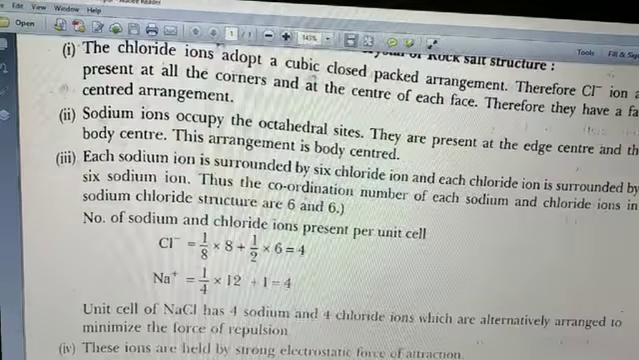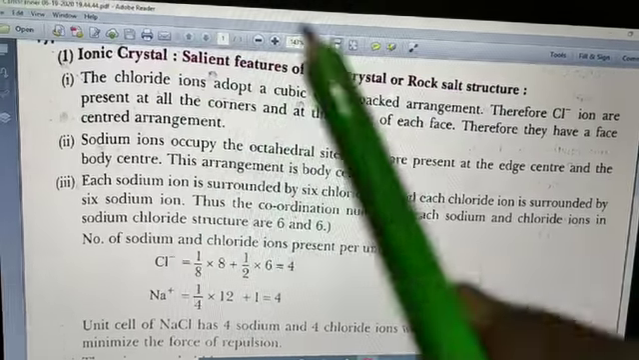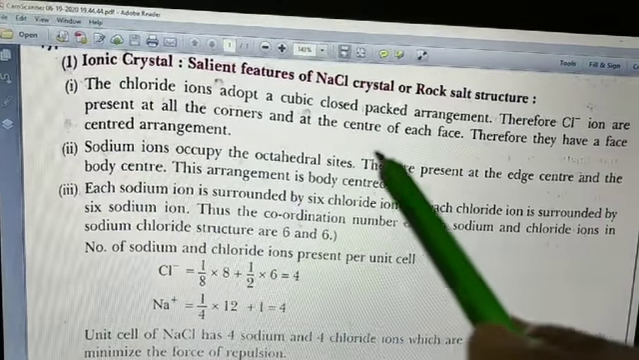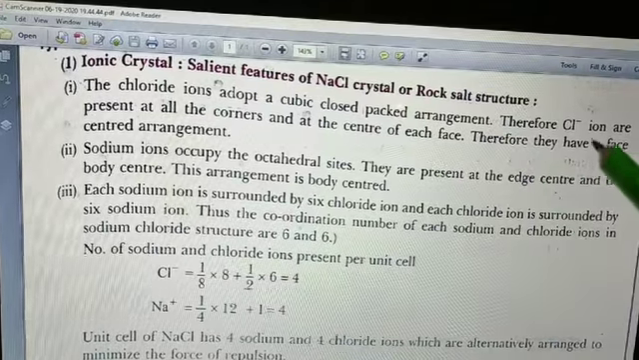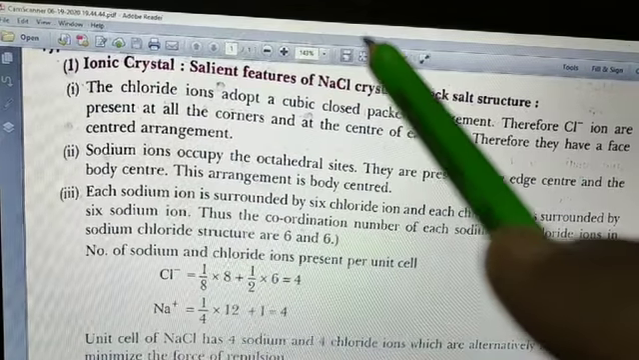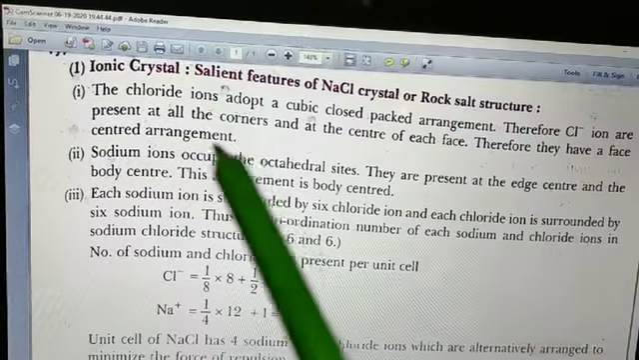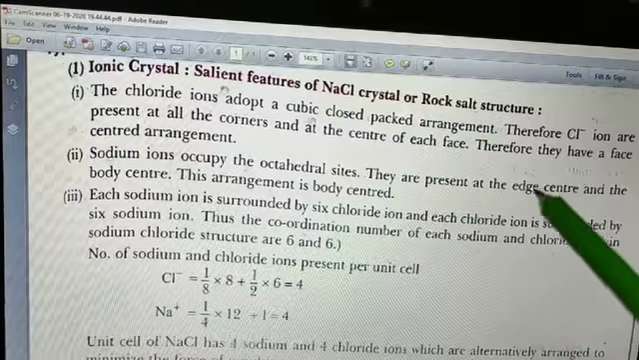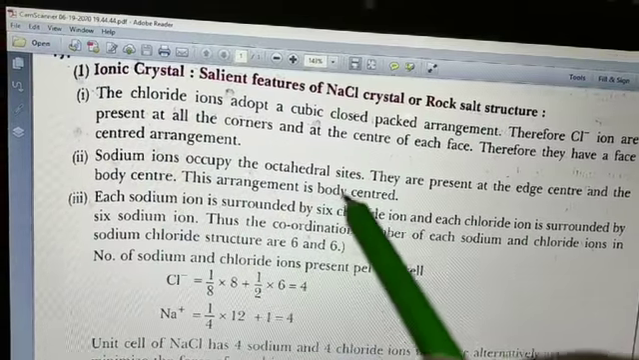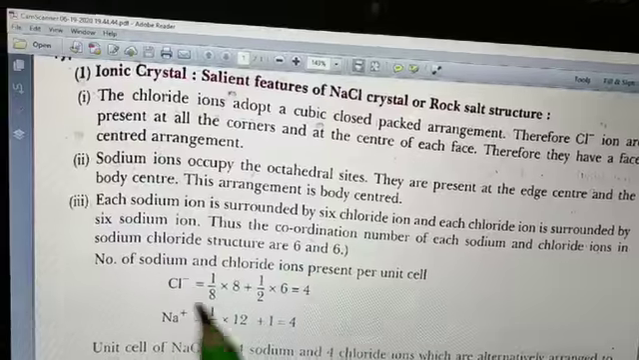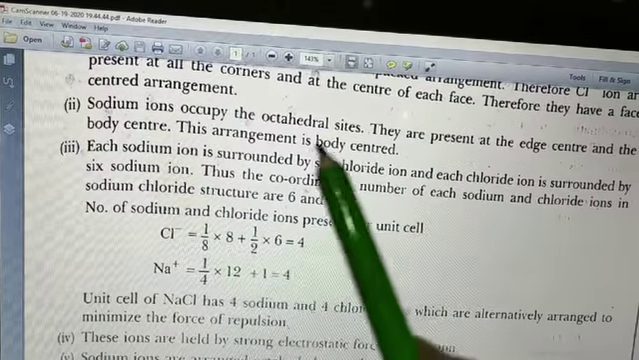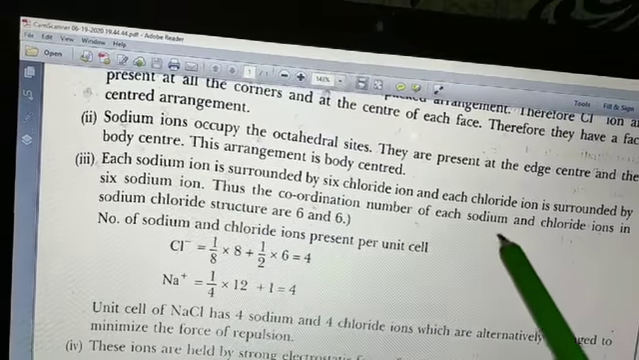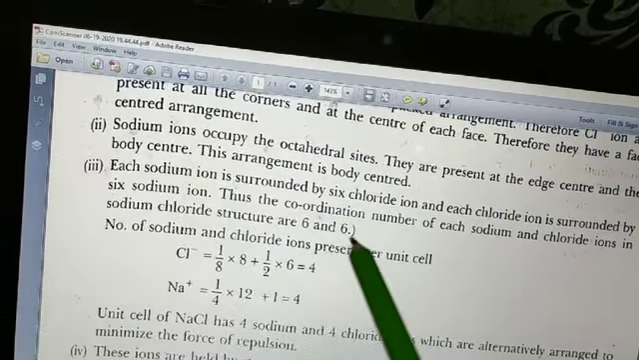In this crystal the chloride ions adopt a cubic close packed arrangement. Therefore chloride ions are present at all the corners and at the center of each face. Therefore they have a face centered arrangement. So the sodium chloride crystal has an FCC structure, we can say. Sodium ions occupy the octahedral sites. They are present at the edge center and the body center. Each sodium ion is surrounded by 6 chloride ions, and each chloride ion is surrounded by 6 sodium ions. Therefore, the coordination number of each sodium and chloride ion is 6.